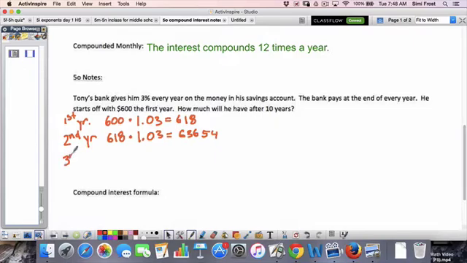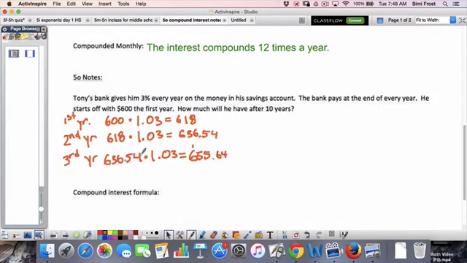Then his third year, we're going to take this amount, $636.54, multiply by 1.03. And on this year, he now has $655.64.